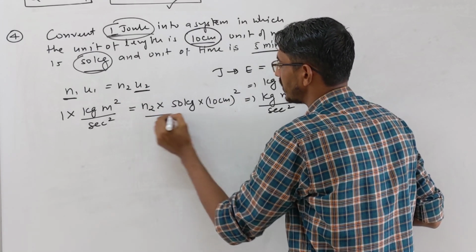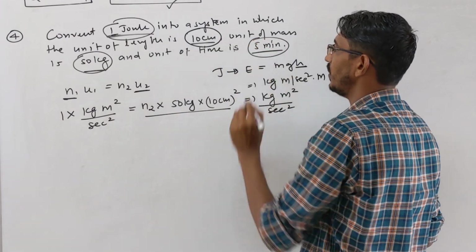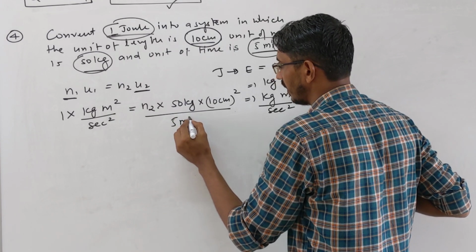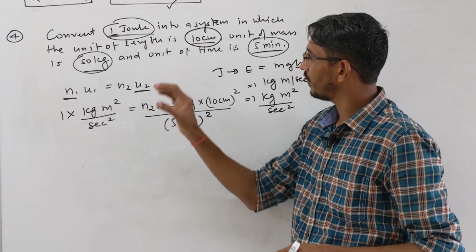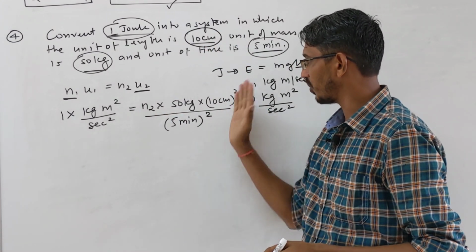Okay, how are you measuring time? Second, time is measured as what, 5 minute. The unit of time is given as 5 minutes. You put 5 minute here and square. So whatever units are given, directly put them here. Now the procedure remains the same, you have to cancel on both sides.